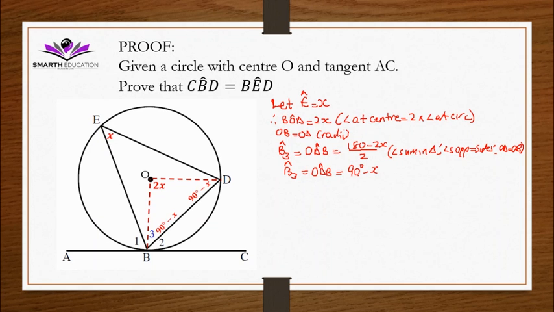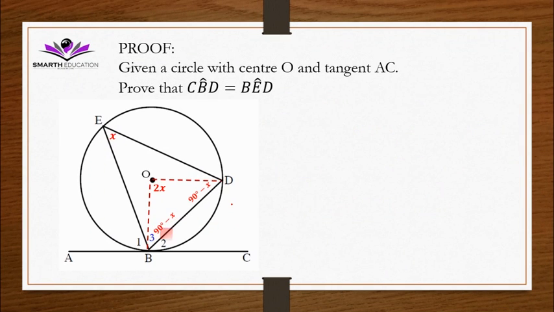Now, what can you say about angle CBO? What can you say about this angle? It is equal to 90 degrees. Why? Because tangent is perpendicular to radius. So it means this whole angle here is 90 degrees. Now we can find angle B2 here. We subtract 90 minus x from 90, then we'll get B2.